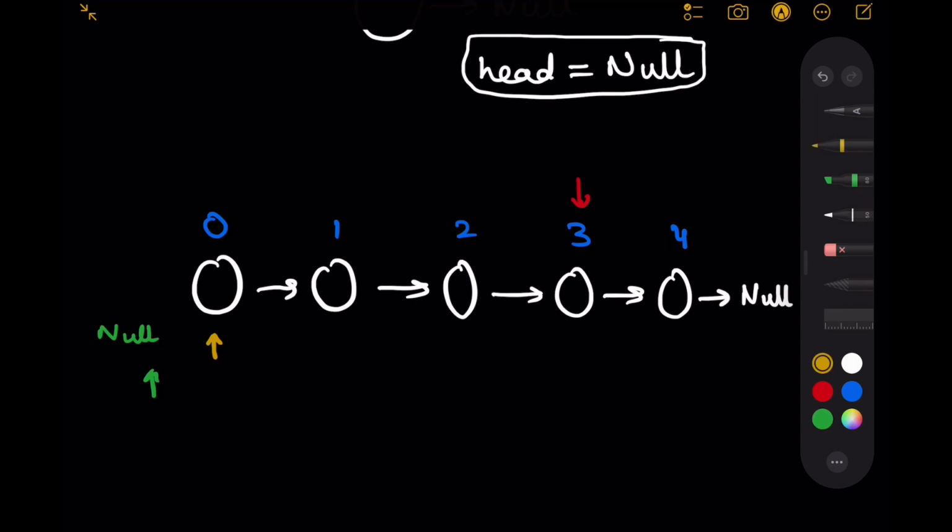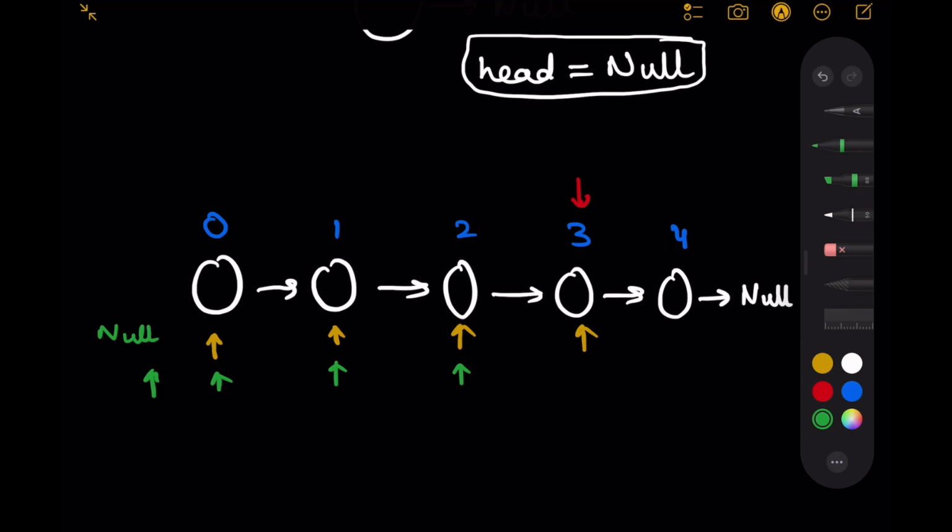When the current pointer moves to the second node, the previous pointer moves to the first node. Similarly, when the current pointer moves to the third node, the previous pointer moves to the second node. And we stop once our current pointer has reached the index that we want to delete.